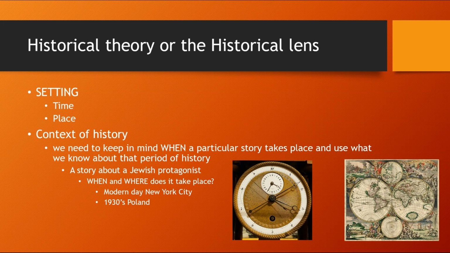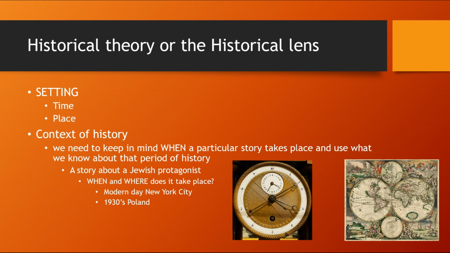So a deep look at a story through the historical lens, well, here you're taking into account setting. You should remember this from freshman year, but remember, setting is two things: time and place. Oftentimes students just think it's place. It's time and place. So the context of history is important. It may not be mentioned overtly in the story, but our knowledge of it is brought into our interpretation of what's going on in the story.